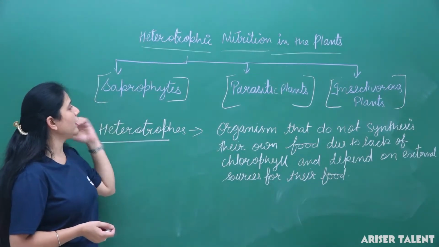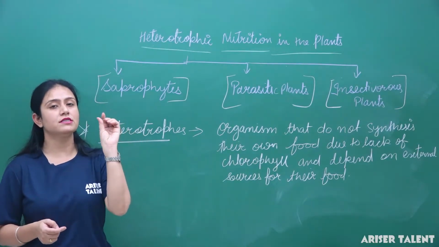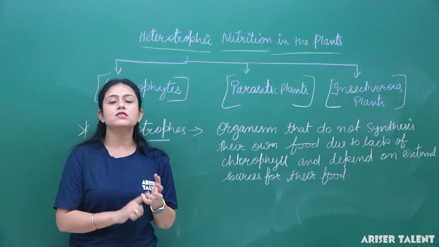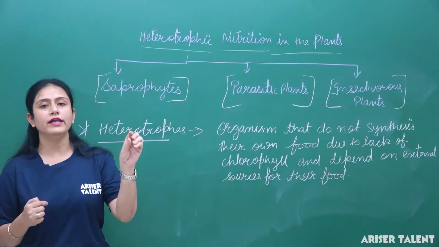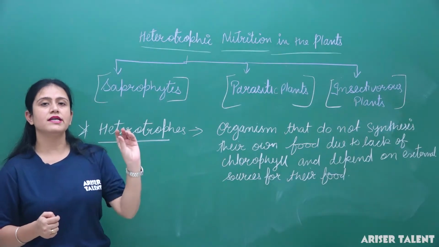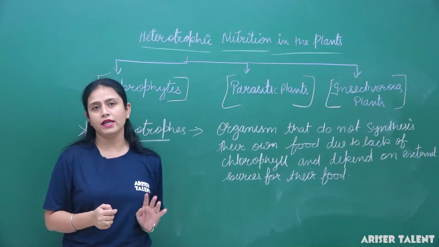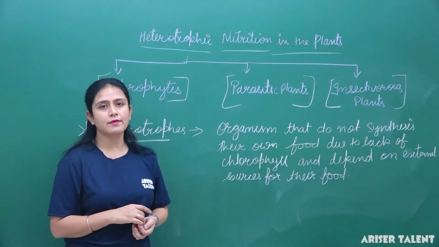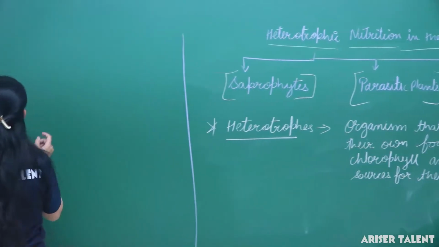First of all, we would like to talk about saprophytes. What are saprophytes? Here, the word sapro means rotten. The plants which depend on dead or decaying plants, meaning they get their food or nutrition from dead and decaying plants, are known as saprophytic plants, or saprophytes.